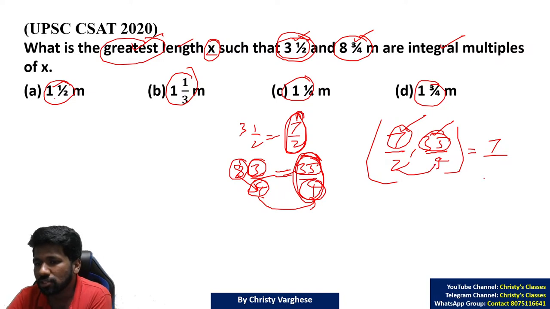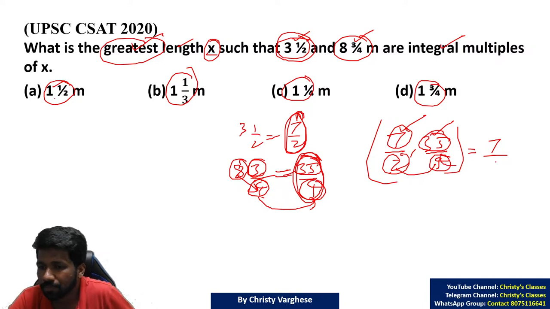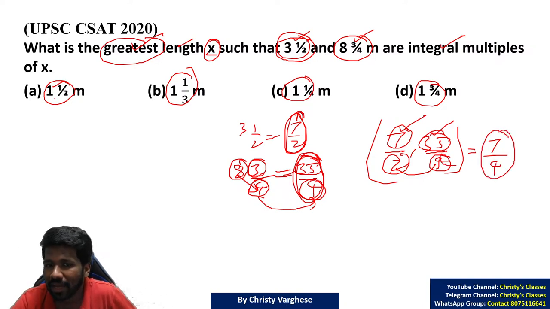2 and 4, the least common multiple: 2 into 2 is 4, so 4 is a multiple of 2 also, and 4 is a multiple of 4 also. So the least common multiple will be 4. So 7/4 will be the answer.